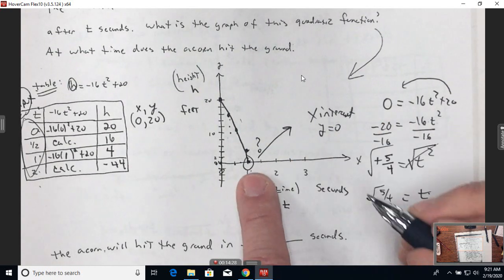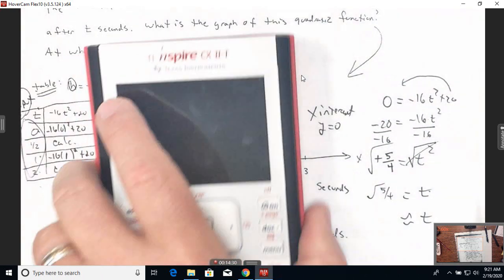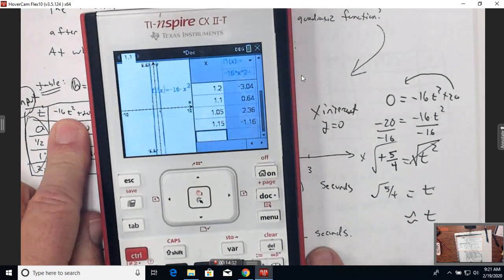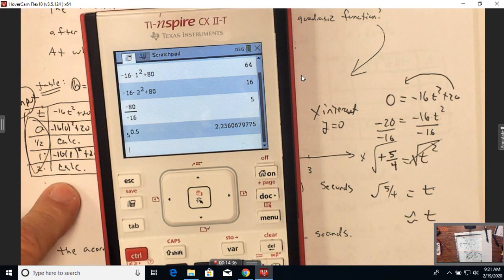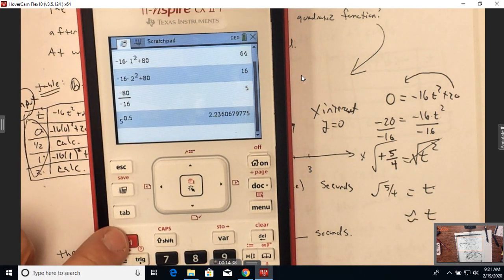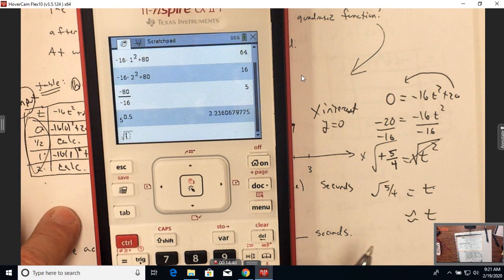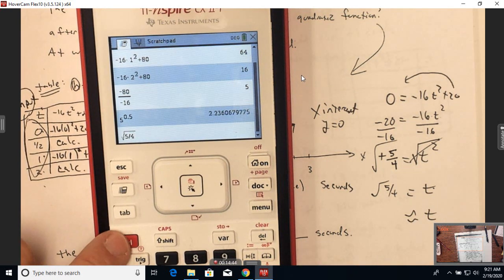That's where it hits the ground. That's where the height is 0. Where is that? Not as a fraction, not as a radical, but as a decimal. So let's take the square root of 5/4. So hit Control, square root, 5 divided by 4. And then hit Control, Enter.